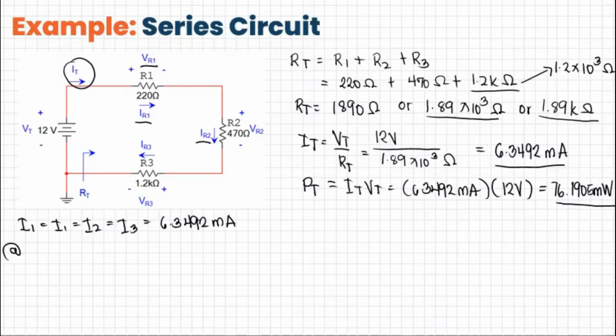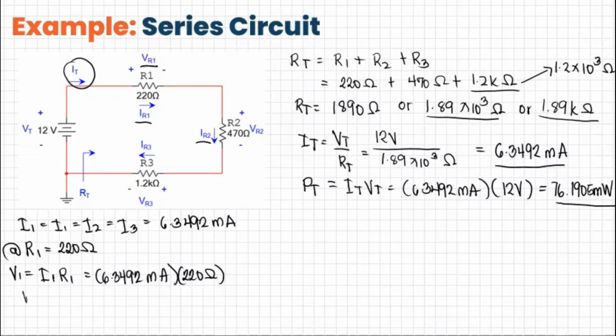So, let's start with resistor 1. Our R1 is equivalent to 220 ohms. Okay, so para ma-compute natin yung V1 or V at R1, gamitin natin yung I1 times R1. So, multiply lang natin siya, 6.3492 milliamperes multiply by 220 ohms. Okay, V1 is equal to 1.3968 volts.